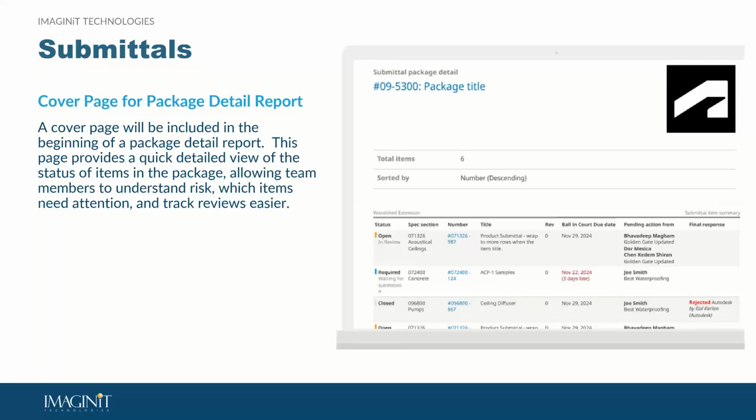And so this July release introduces a cover page for the package detail report. And it's a small change, but it does have a really large impact on how our teams review submittal information. So now in Autodesk Build, the package detail report is often used to share the full breakdown of the entire submittal package that has all of our items, statuses, any kind of review notes that it consists inside of that. And with this update, we're now going to have a dedicated cover page automatically generated at the front of that entire report.